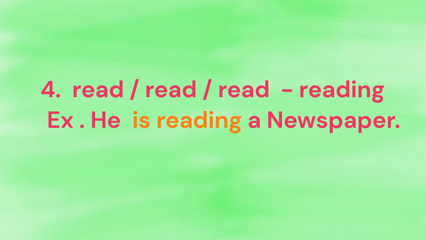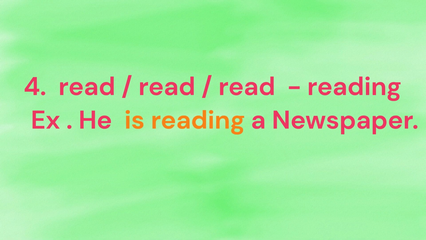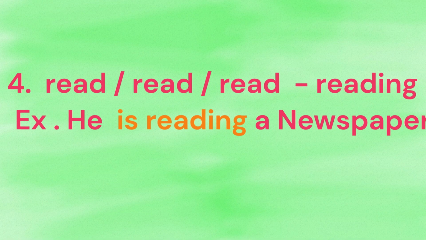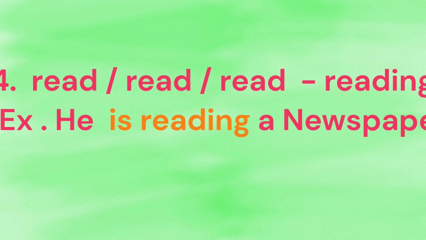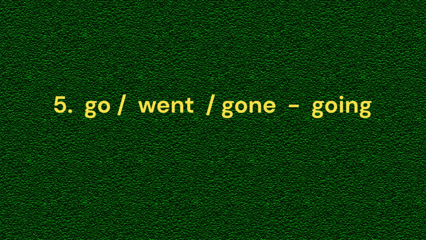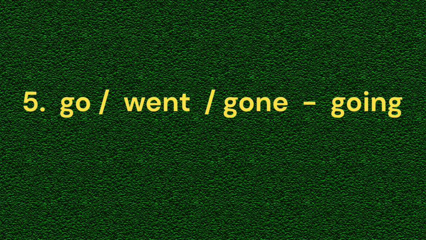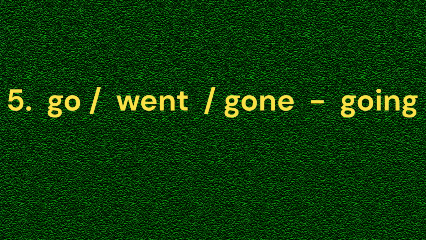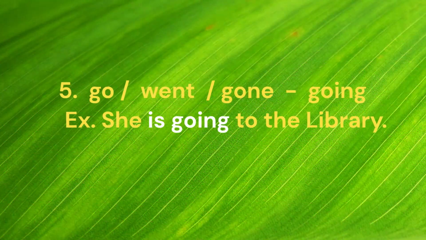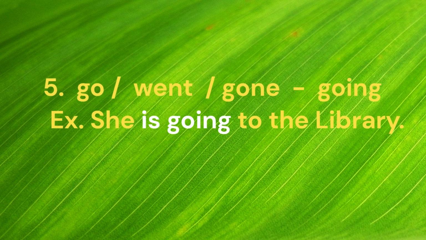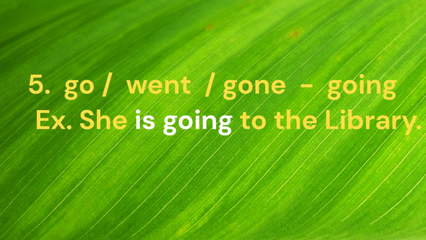And the example for the same is he is reading a newspaper. The fifth word is go. The three forms of it are go, went, gone. The noun form of it is going. The example for the same is she is going to the library.